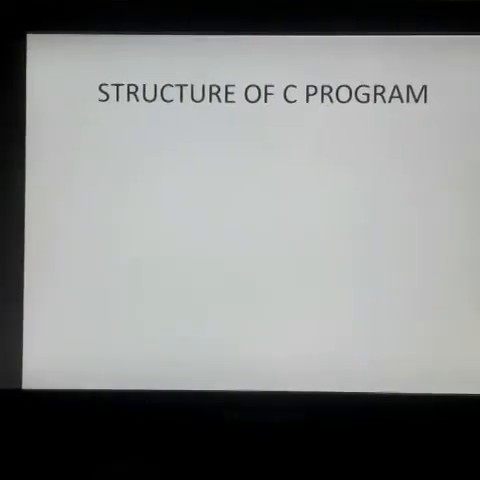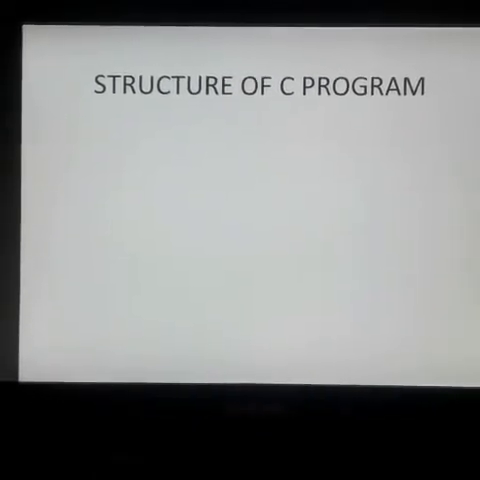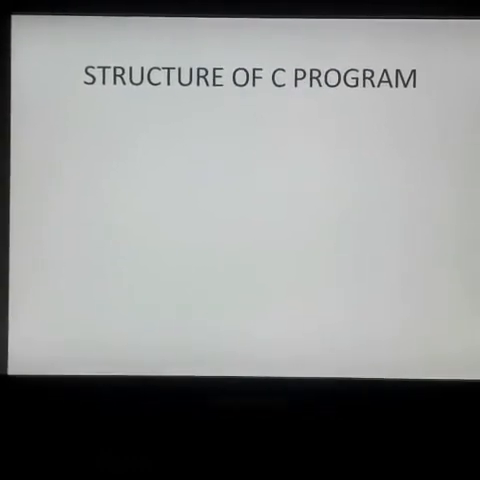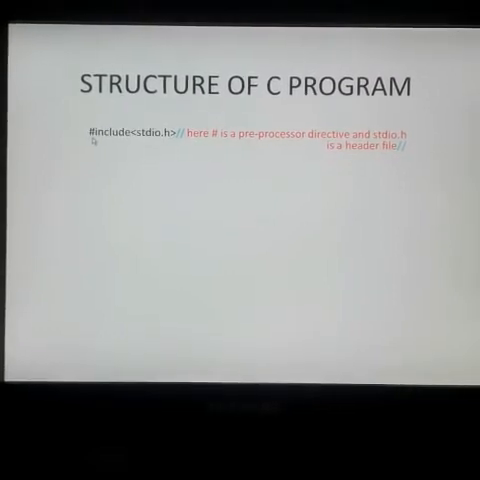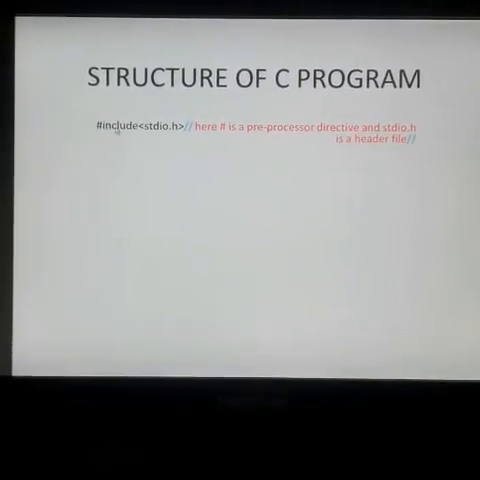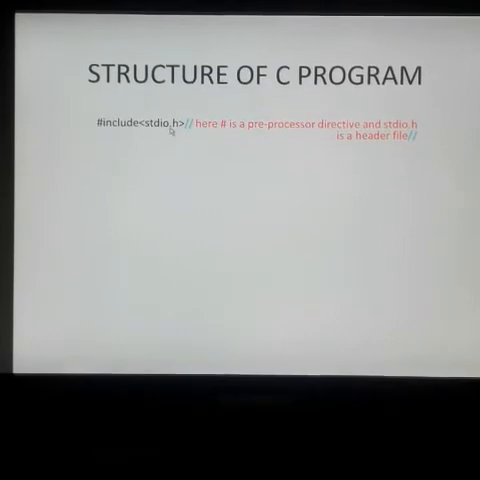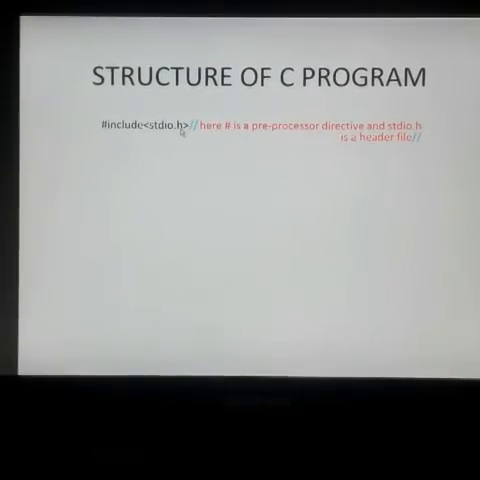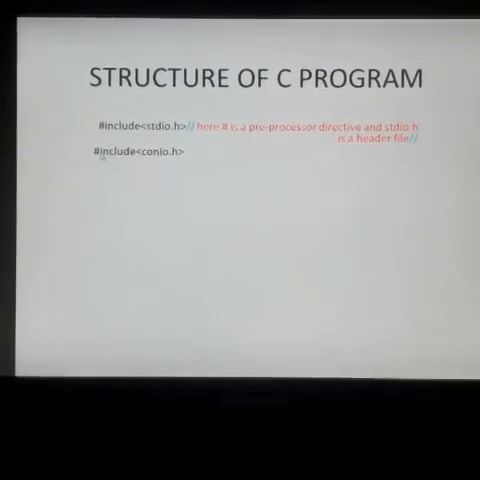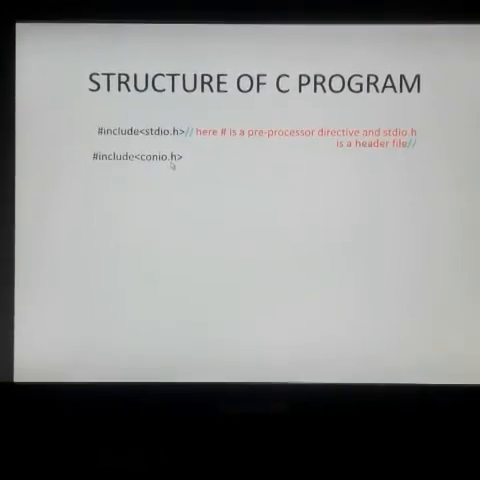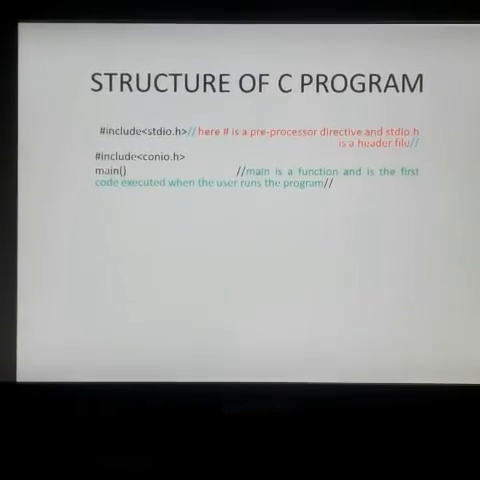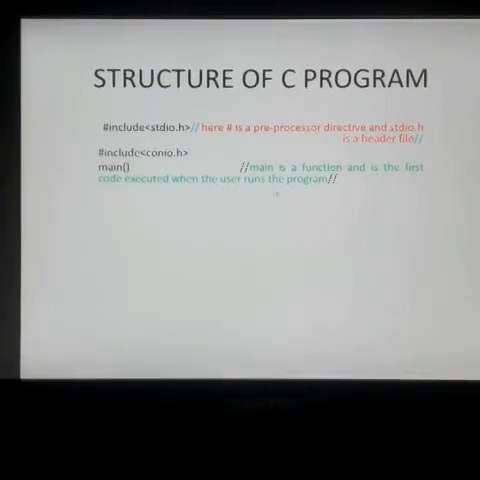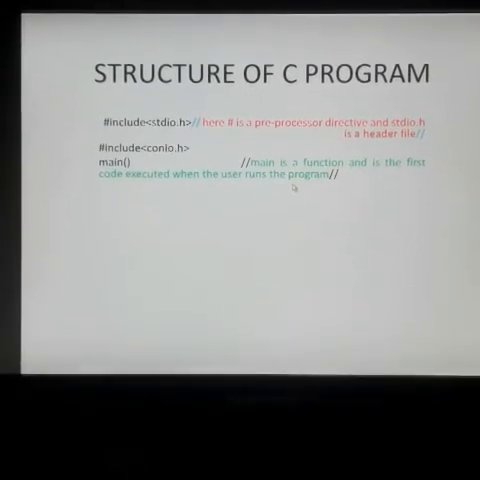So let's take an example to understand the terms and structure of C program by constructing a program of addition of two numbers. So the first line here is hashtag. Here hashtag is a preprocessor directive and stdio.h is a header file known as standard input output. In the next line, hashtag is a preprocessor directive and conio.h is a header file known as console input output. Main. Main is a function and is the first code executed when the user runs the program.